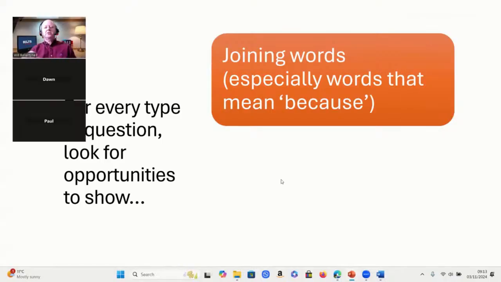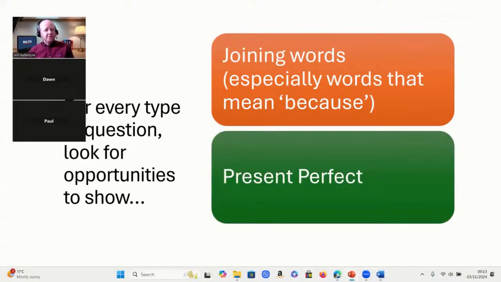Okay, I'll move my picture here. So you want to show some joining words, as we've seen. So we know 'because', we want to show better, right? So we want to show that when we answer. And it would be good if we could think of showing some present perfect. How could we show a sentence with present perfect? Now, often you have that opportunity when the question is present perfect. Have you ever, for example?